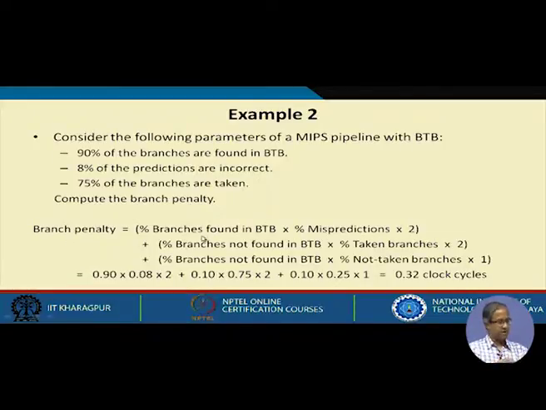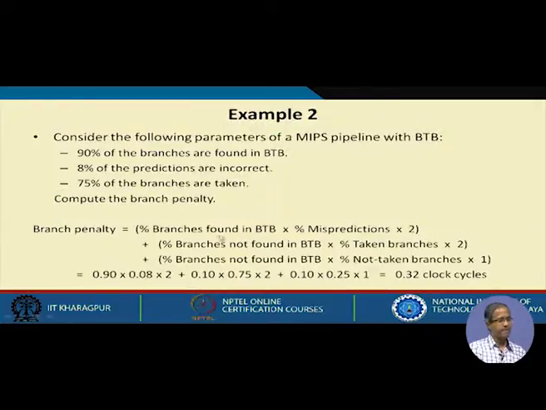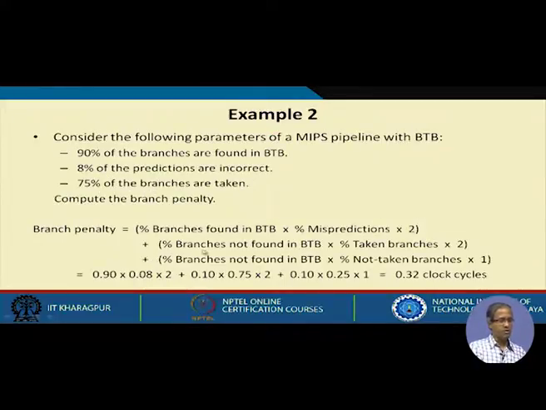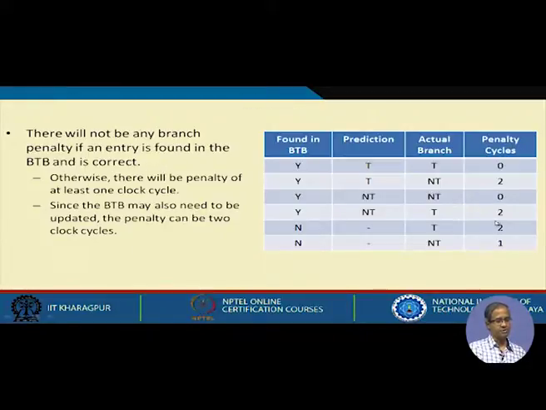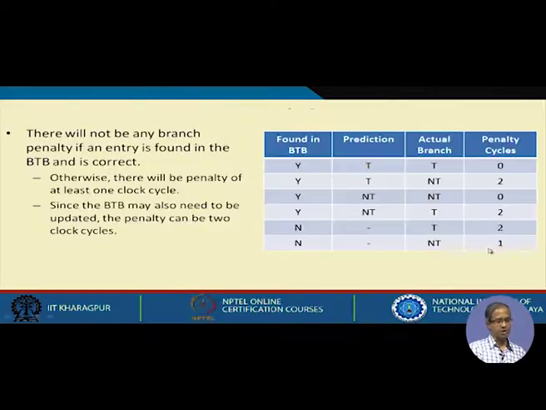The branch penalty will be, just follow the table, wherever there is penalty 2, 2, 2, 1, these are the 4 cases where there is penalty. The first case is branch found in the BTB and there is misprediction. For this the penalty is 2, you see there is a 2 here and a 2 here, found in the buffer, but there is a misprediction. Or not found in the BTB and is a taken branch, for this it is 2. Not found in the BTB, not taken branch, for this it is 1.